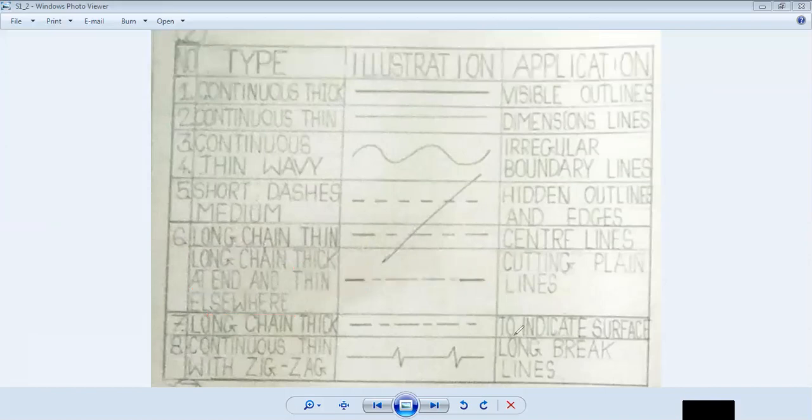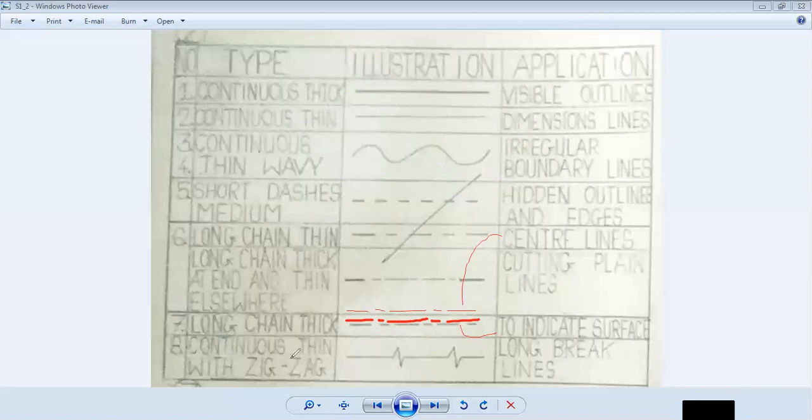Then we have the long chain thick line. The whole chain is the same as the center line, but the whole line is thick, like this. If this is my long chain thick line, then my center line will be like this. Are you getting the difference between the two? Am I audible? Yes, sir. Okay. So this thin line is the center line, whereas this thick line indicates the surface.